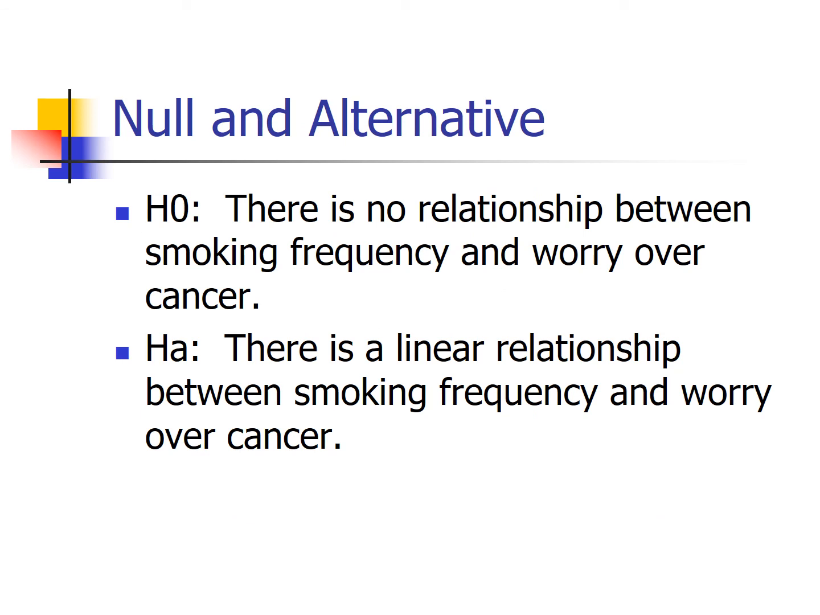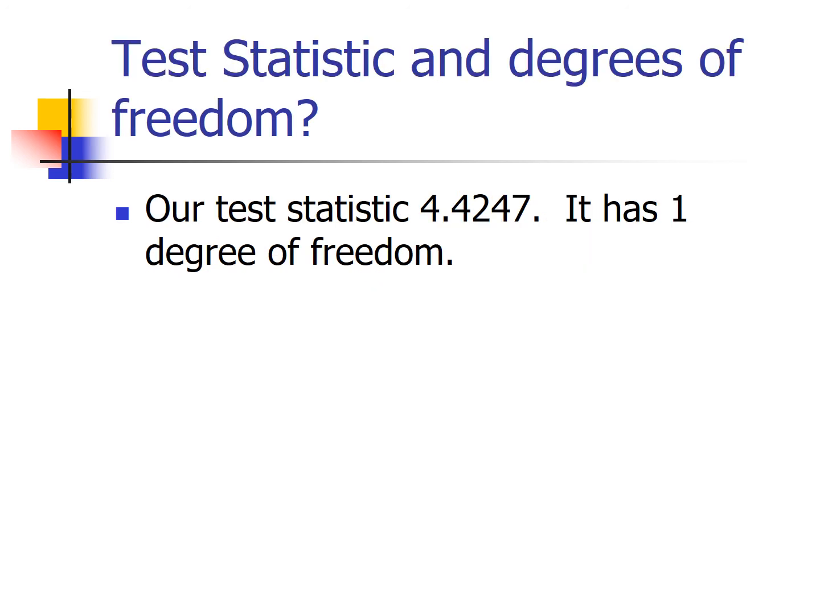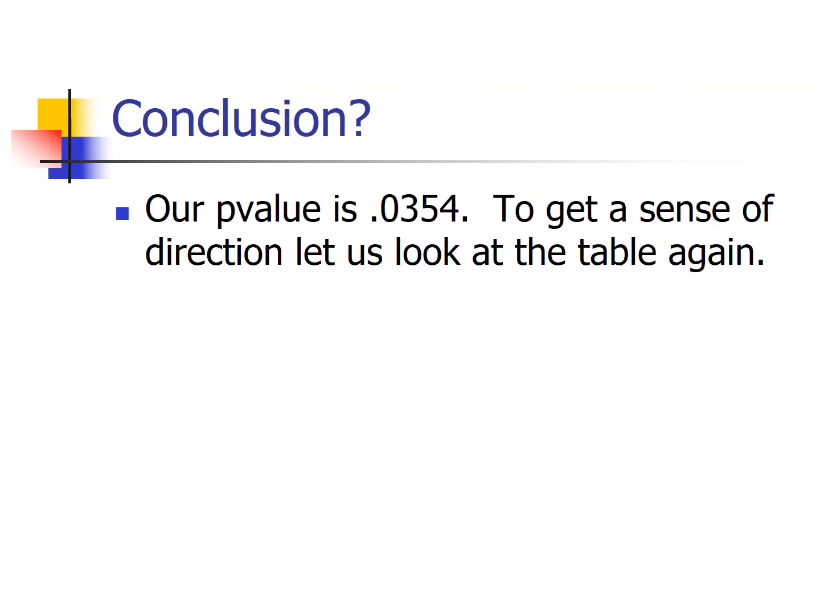Our null hypothesis is that there's no relationship between smoking frequency and amount of worry over cancer. The alternative is that there is a linear relationship between these. Our test statistic was 4.4247. It had 1 degree of freedom, right? It doesn't matter the size of the table. The test of correlation, no matter how big or small your table, is always just 1 degree of freedom. Our p-value was 0.0354, right? So we reject the null hypothesis. There is evidence of a linear relationship.